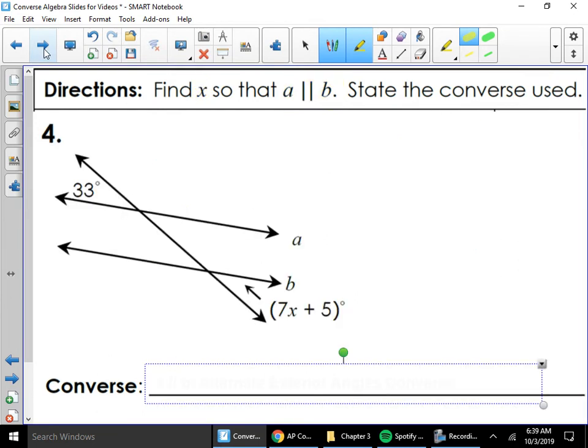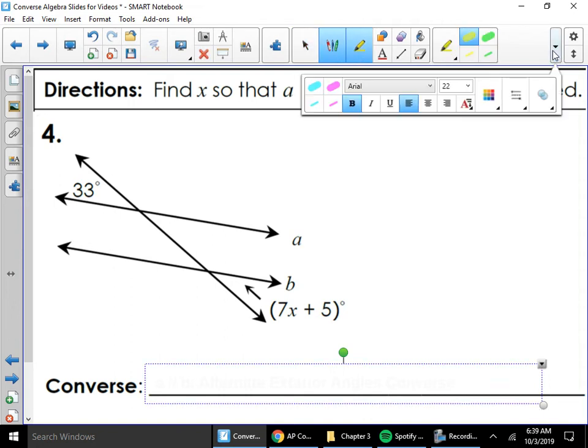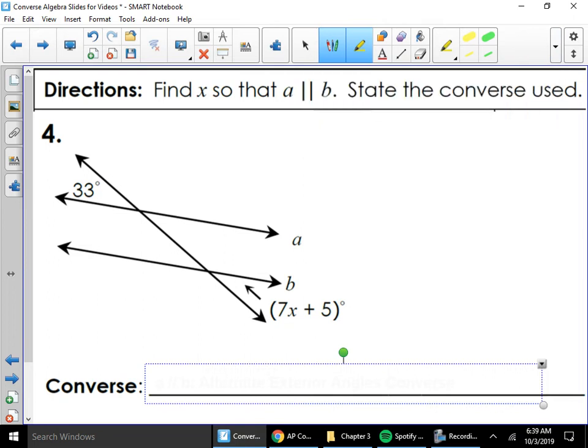In example 4, taking a look at what we have here, now these are on opposite sides of the transversal. So highlighting that transversal in there, these lines are all pretty close together. The 33 is on the left side, the 7x plus 5 is on the right side. So these are on opposite sides of the transversal. So they're alternate. Outside of the parallel lines makes them exterior. So these need to be equal.